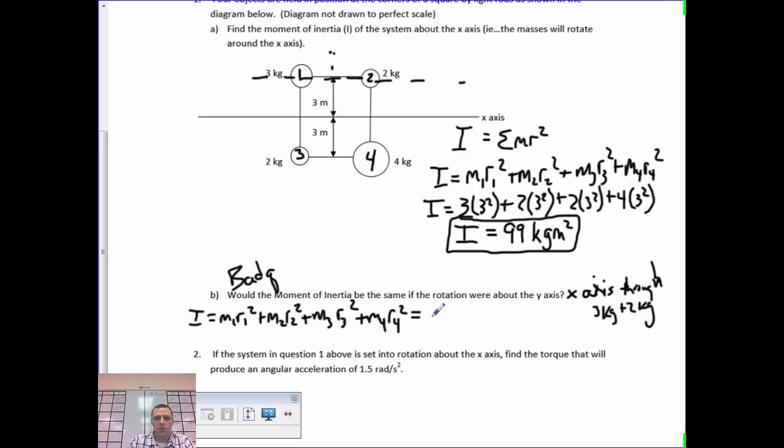Plug in the numbers. Mass 1 is 3, but the radius is 0 because now the x-axis is going through that point, so that actually has no factor. Mass 2 is the same thing, 2 kilograms but with 0 radius. Mass 3 is 2 kilograms and it's 6 meters away, since 3 and 3 gives us a radius of 6. And then the final one is 4 kilograms at 6 squared.